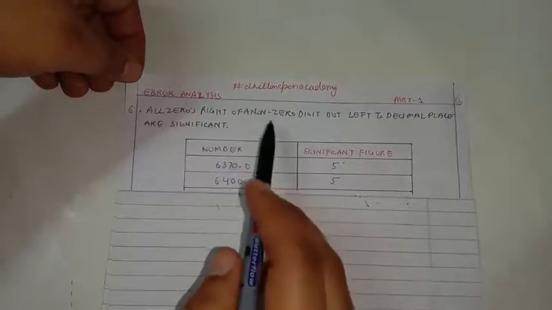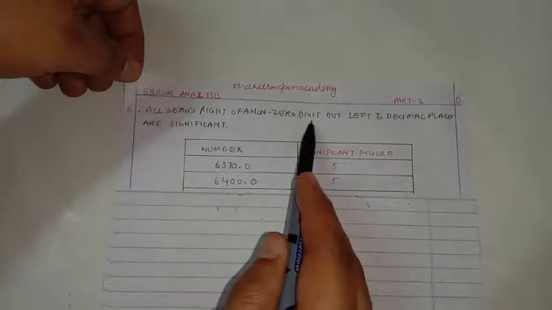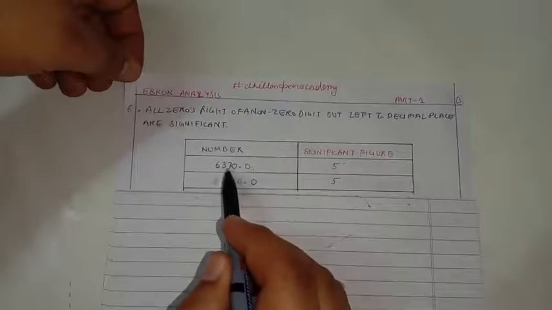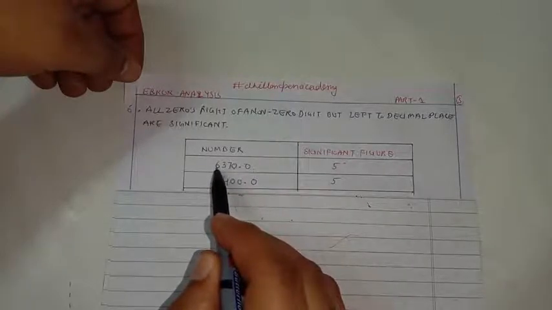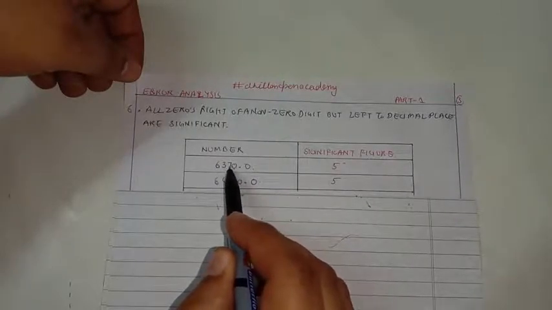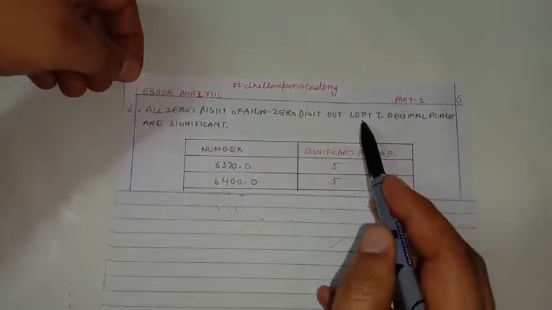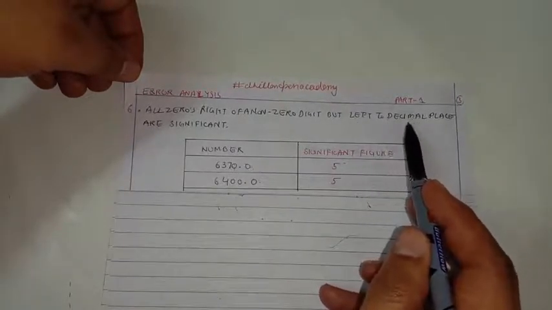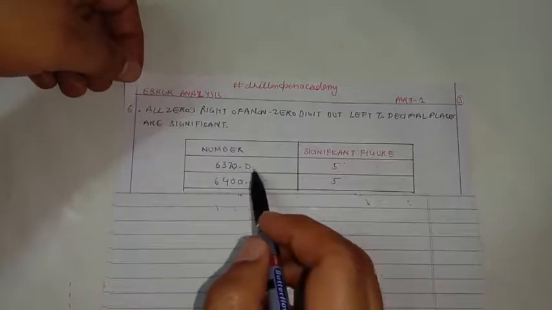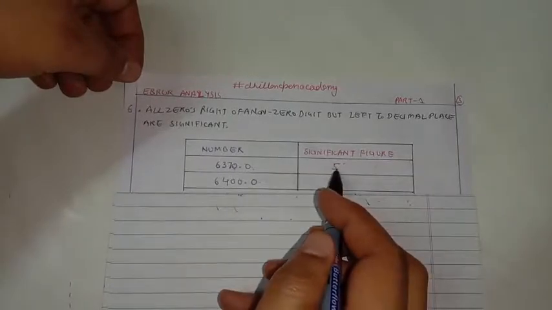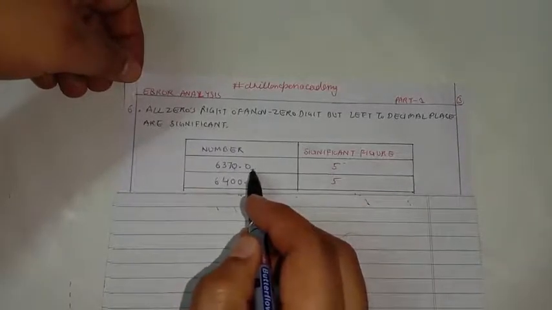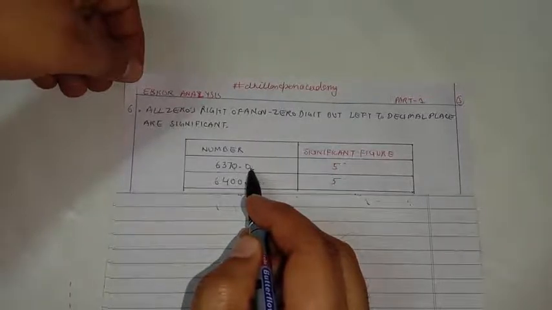So all zeros which are present to the right side of a non-zero digit, this 0 is present to the right of the non-zero digits 6, 3 and 7. So it is significant, and it is also to the left of the decimal place, so it is significant. So it contains 5 significant figures. This 0 after the decimal will also be counted as a significant figure.